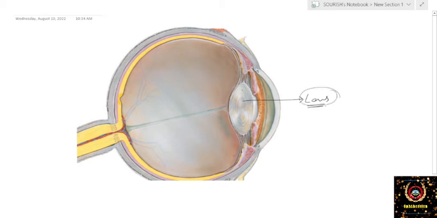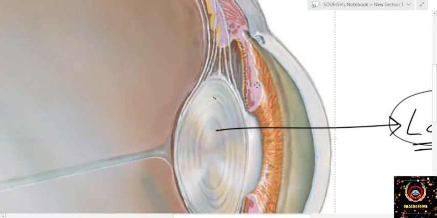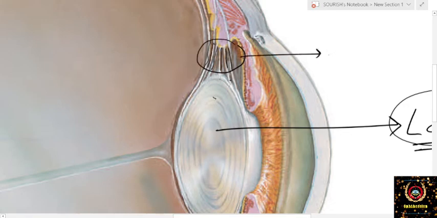Now this lens is suspended by these thread-like structures. If we zoom this portion, we'll see some thread-like structures. You see this, and this. These are called the zonular fibers, or ciliary fibers, whatever you want to call it.